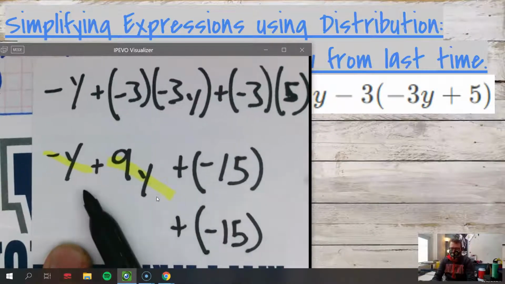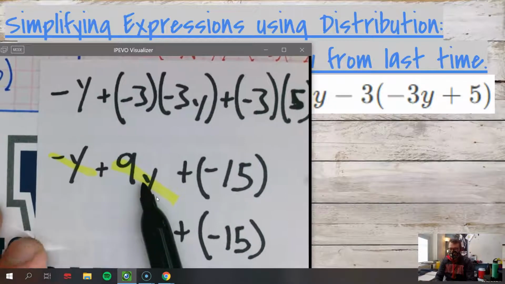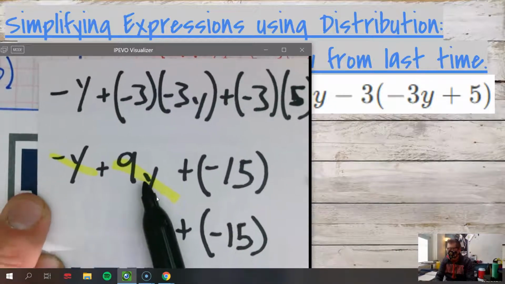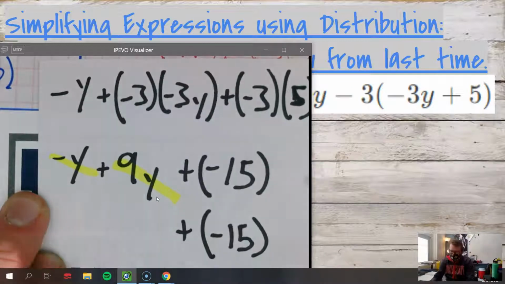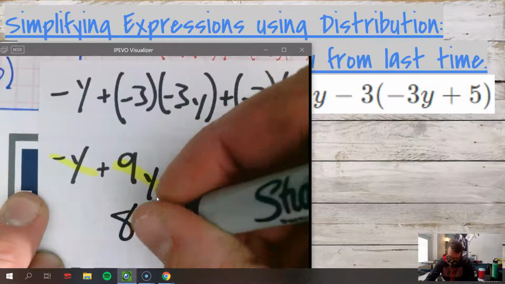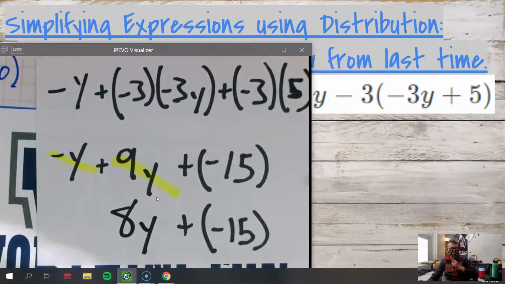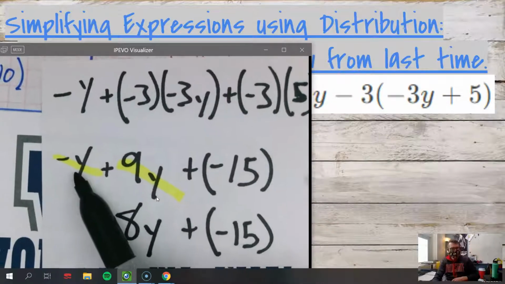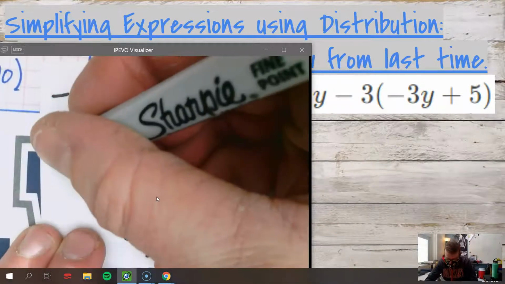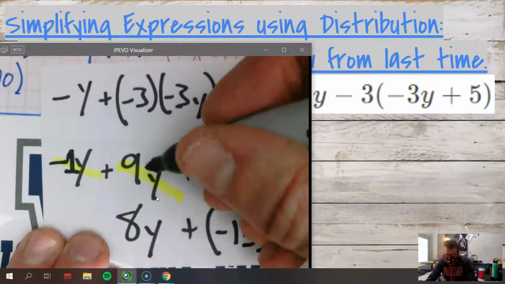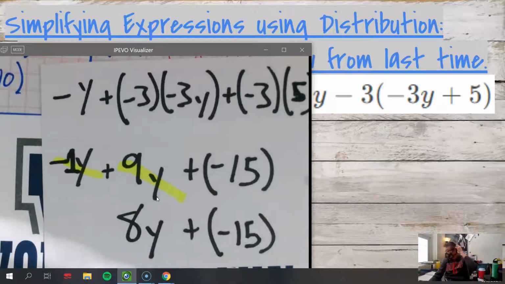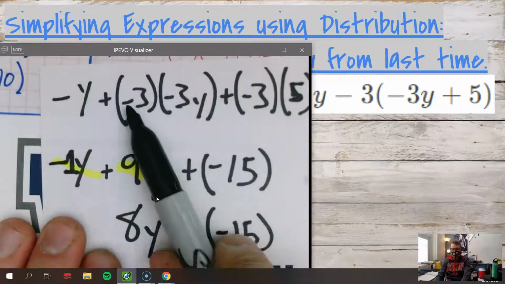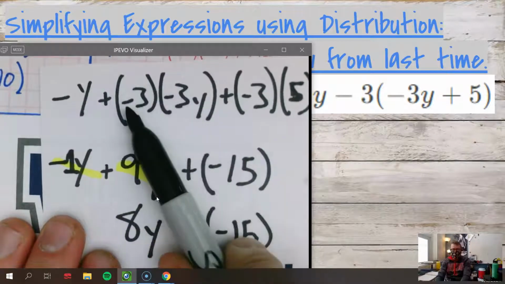Do my like terms get along or fight? They fight. Who wins? Good guy, bad guy? Good guy by how much? 8. Yeah, we talked about that last week, right? No, because this is negative 1y and this is positive 9y. The positive is stronger. Yeah, so hey, double check this, that you have negative times negative equaling a positive.